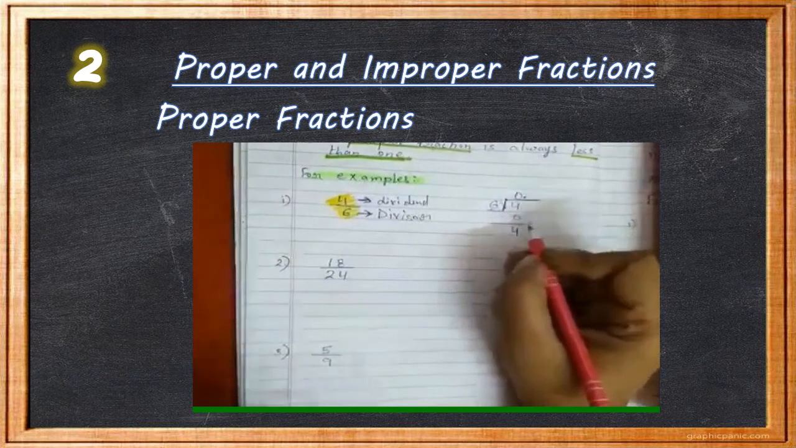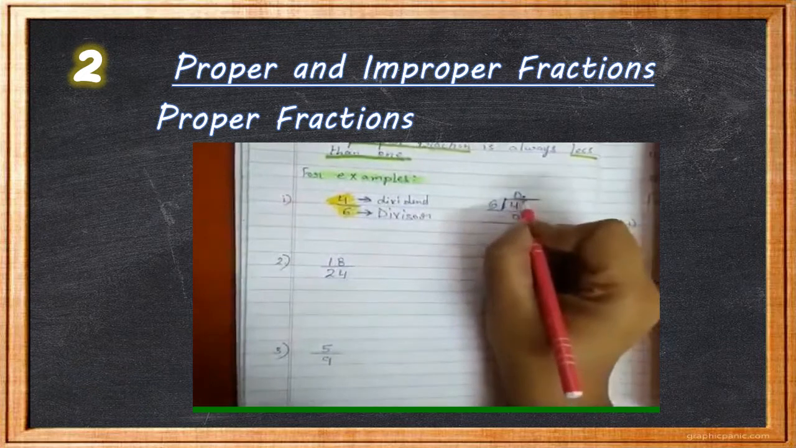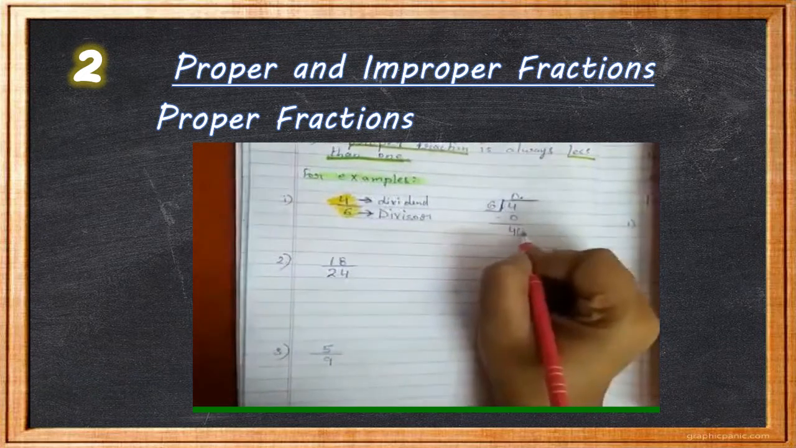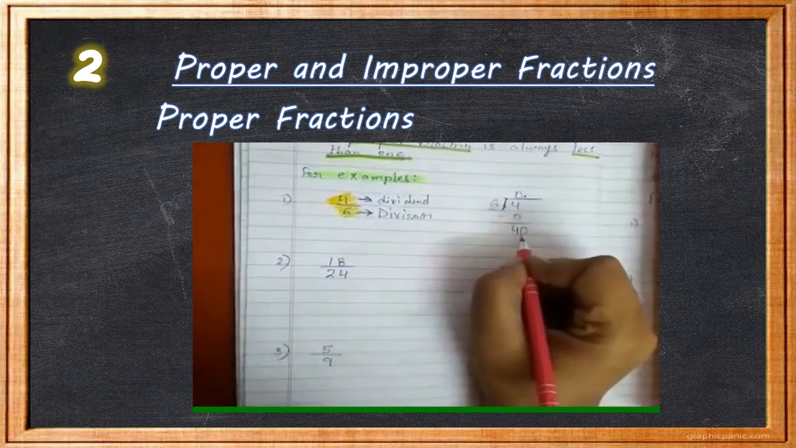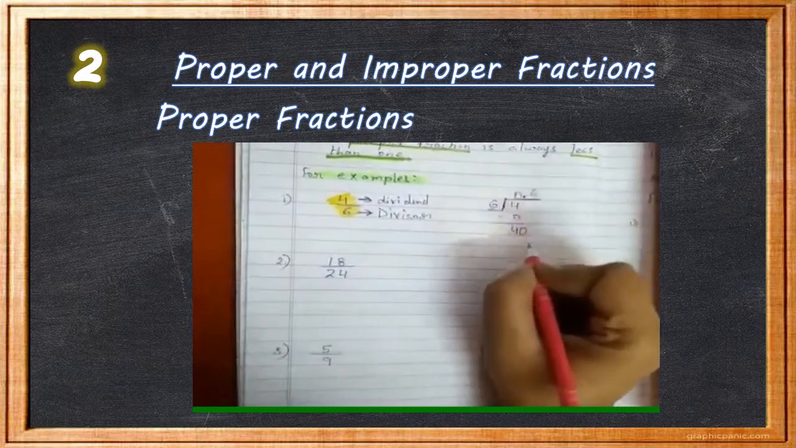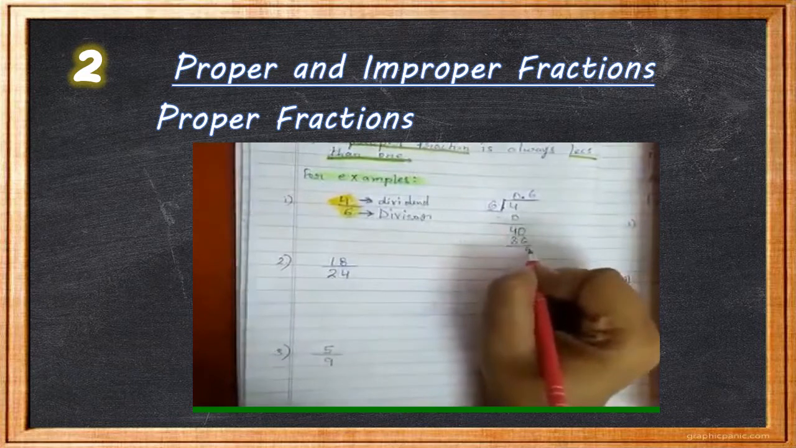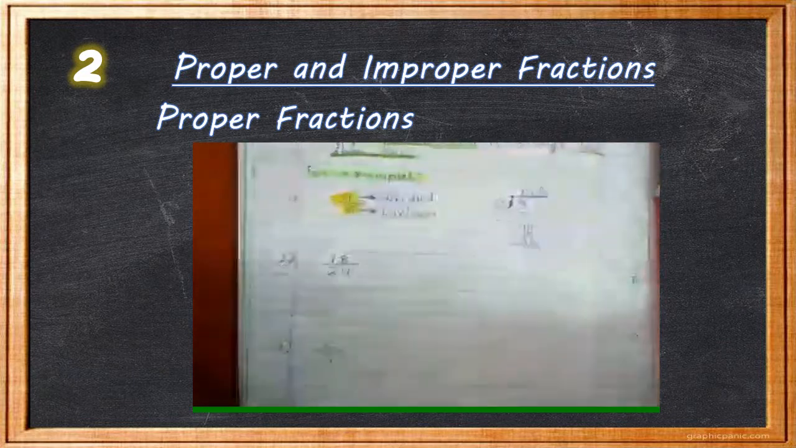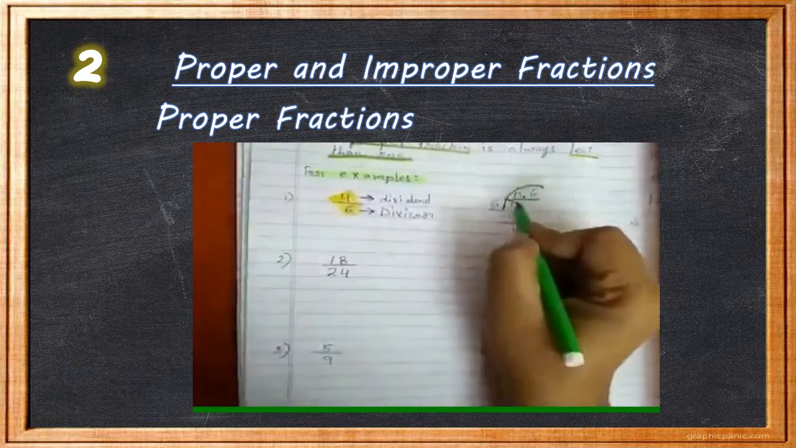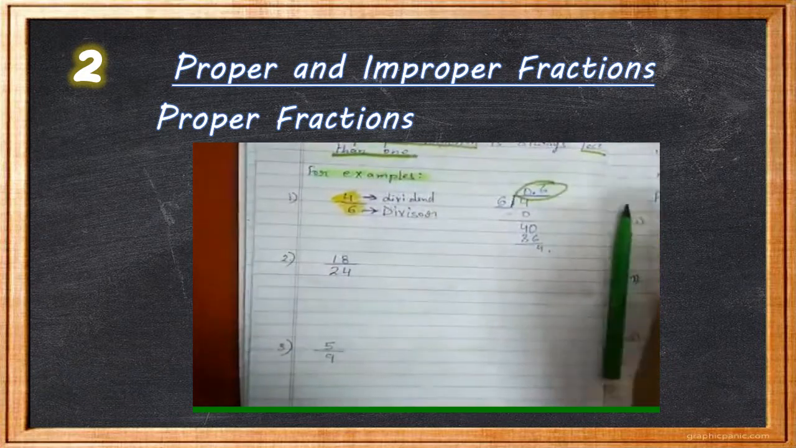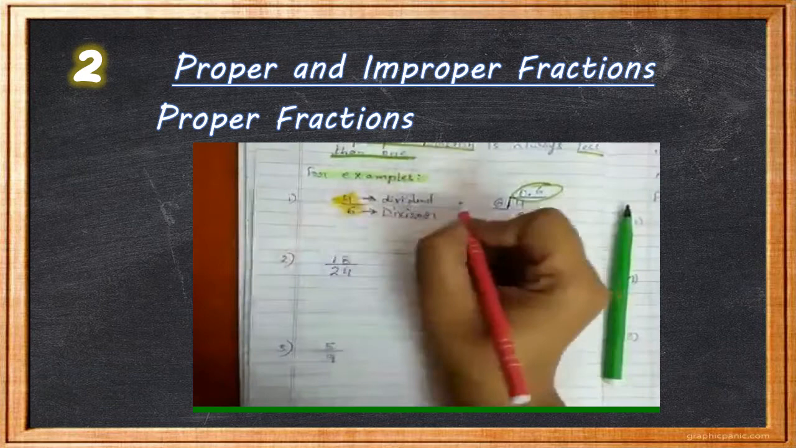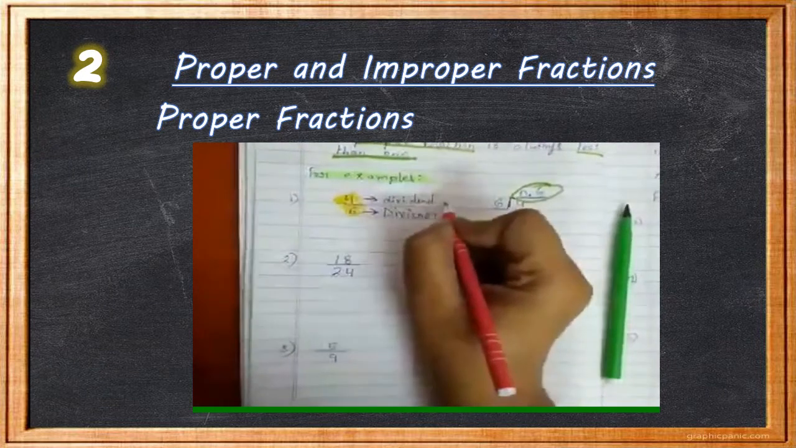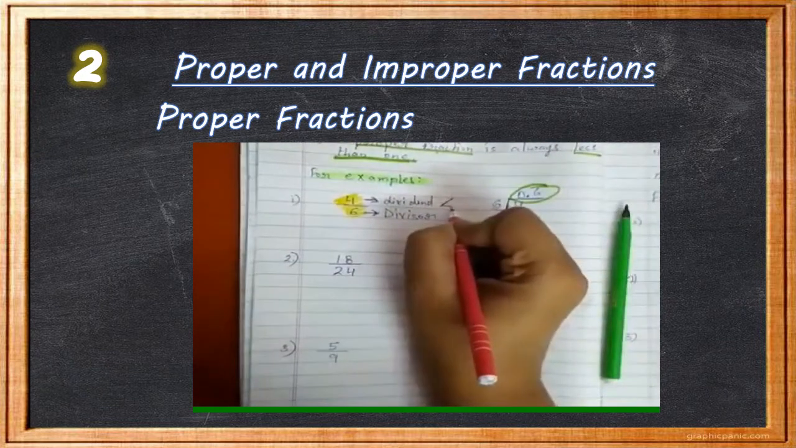Now, after putting the decimal here, I can add 0 here. 6 sixes are 36, again 4 will be there. So children, you can see what quotient I am getting here. I am getting 0.6, and 0.6 is less than 1. So this is less than 1.